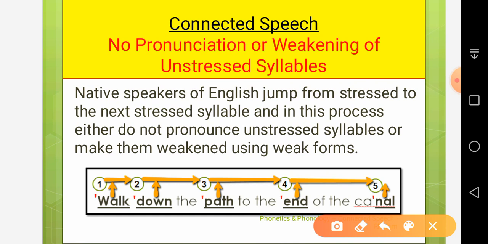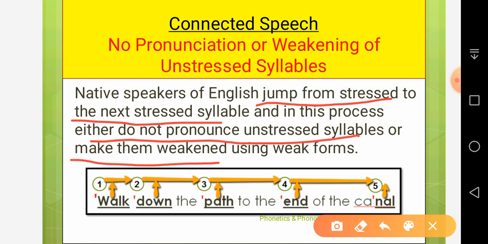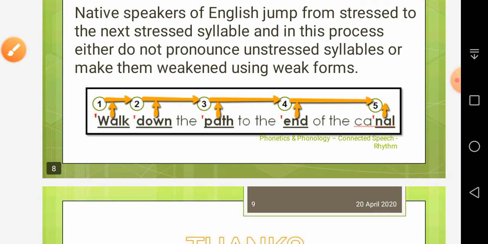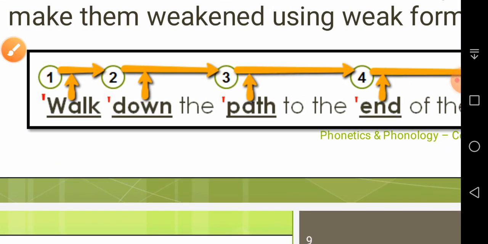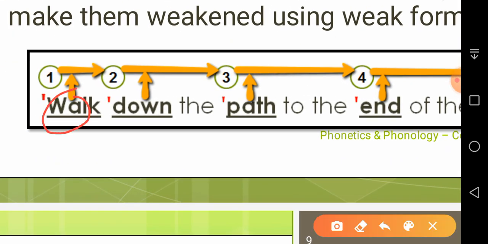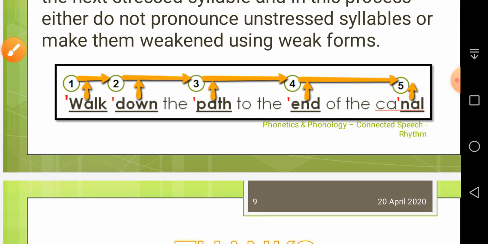Okay, so native speakers of English jump from one stressed syllable to the next stressed syllable. Okay, and in this process, either they do not pronounce unstressed syllables or they weaken them using weak forms. Let me show you here. Let's say this one is a strong stress syllable, stress and stress. So let me bring it between the frame.